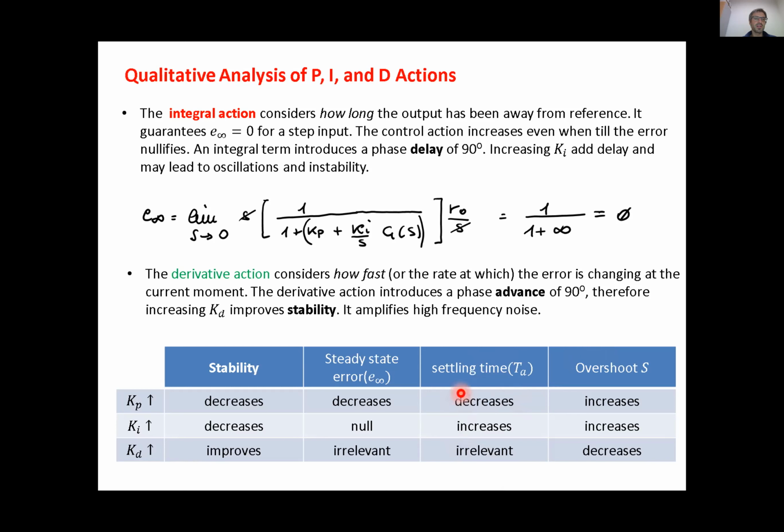You see here that increasing Kp reduces the settling time because it increases bandwidth, and improves the transient response, but also increases the overshoot, so it decreases the stability. The integral action nullifies the steady state error, and in general can also decrease stability and increase the settling time because it takes more time to settle down, and it can also increase overshoot, especially if you have a saturation. The derivative action usually improves stability, and it's irrelevant for settling time. And because it's adding damping, the derivative action also decreases the overshoot.